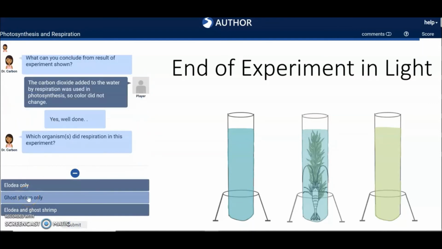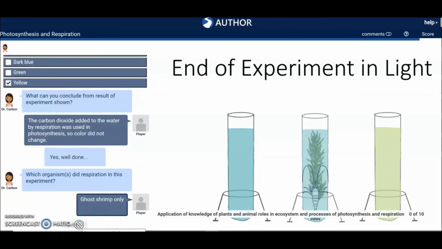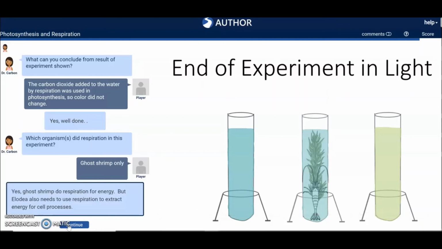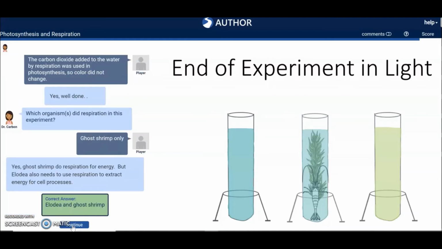And let's say, for example, they click the wrong answer. Then they're going to show that they didn't get the points on that objective, and that they were partially correct, but why their answer was not fully correct. And it tells them what the correct answer should have been.